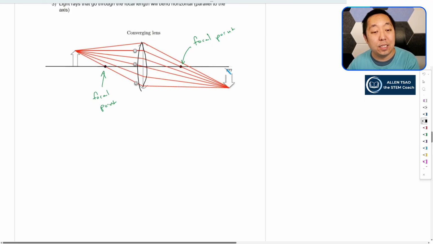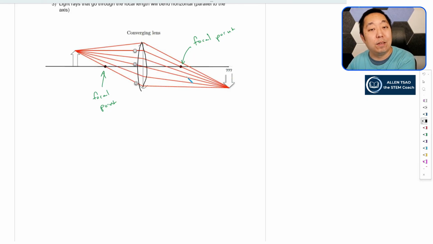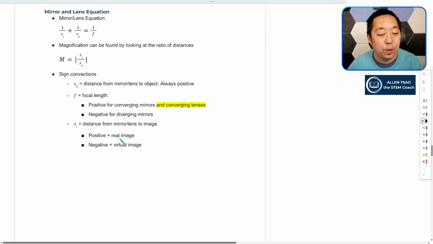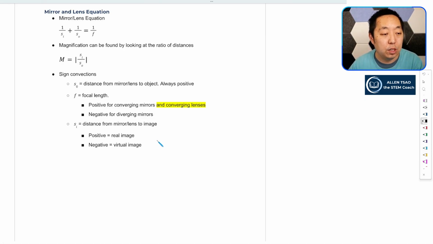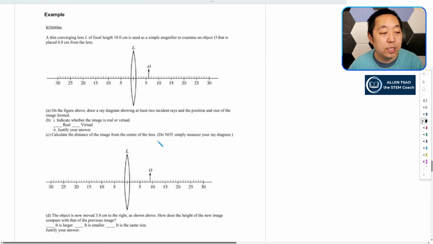Whereas in a lens, the real image will be on the other side of the lens because that's where the light actually passes through. Okay, so just be careful. Positive means real image, negative means virtual image, and your ray diagram will tell you which side the real image is located. Okay, so let's go through an example here.